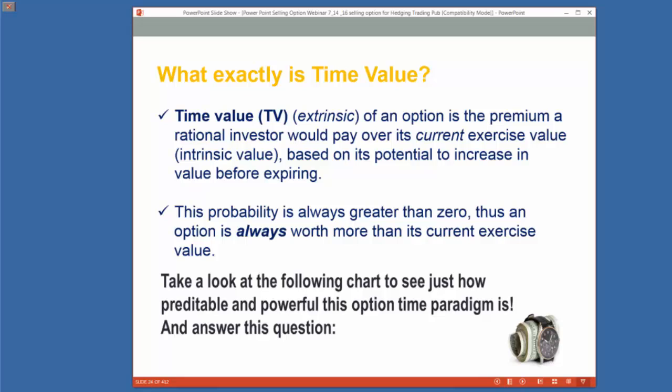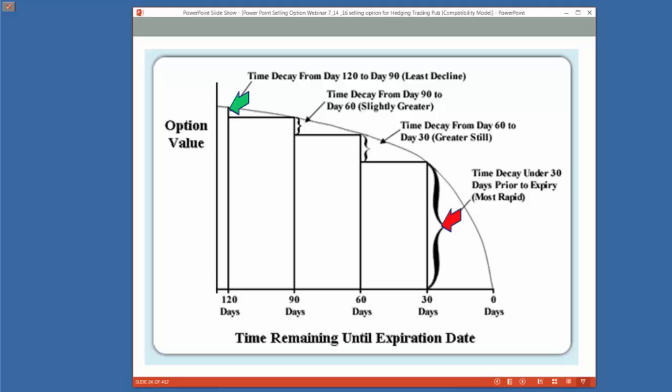based on the potential to increase in value before expiring. So, as a buyer of options, you're going to be willing to pay a little bit more because you're going to get more time for your trade to work out. And as a seller, you're going to want more for giving that person time because time equals risk. So this probability is always going to be greater than 0. Thus, an option is always going to be worth more than its current exercise value.